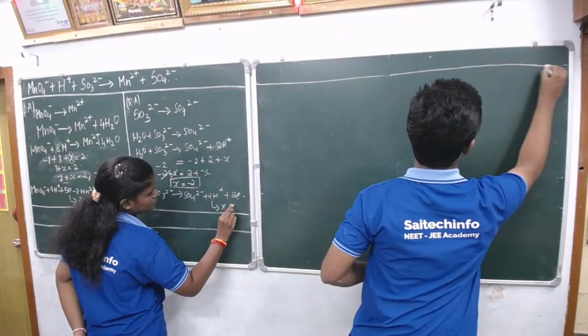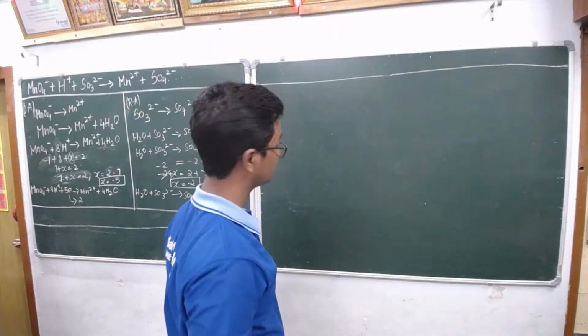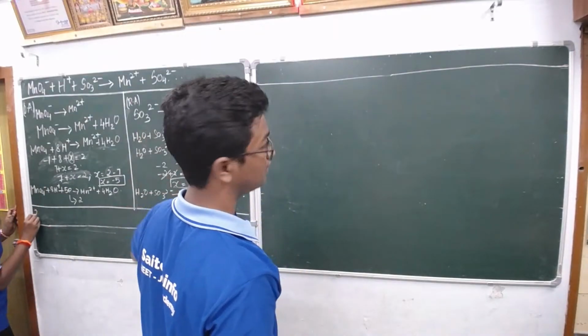So you are going to use the K2Cr2O7 for oxidizing sulfite to sulfate.